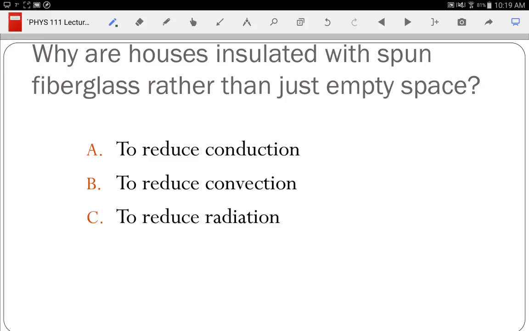Obviously I don't expect that you necessarily know the answer. This is to see what you think. So we had 6 people say to reduce conduction, 2 said to reduce convection, and none said to reduce radiation. Next class period on Friday, we will carefully look at what conduction, convection, and radiation are, and then we'll be able to come back to this and discuss what the correct answer was.